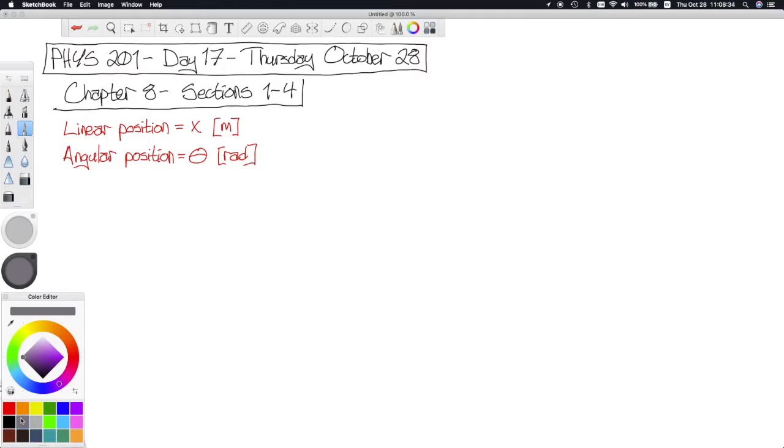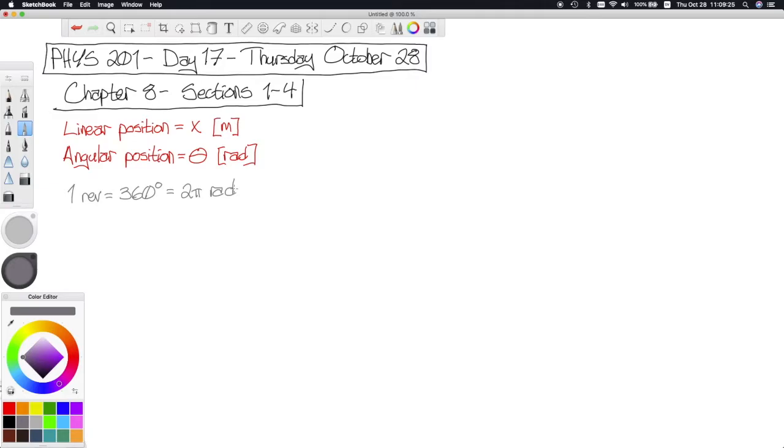Radians may be the SI unit for the angular position, but sometimes these values will be given to you in different units. They could be given to you in terms of the number of revolutions or the number of rotations, or in terms of how far the object rotates in terms of degrees. So some conversion factors might be helpful here. One revolution or one rotation is equal to 360 degrees, which is equal to 2 pi radians.